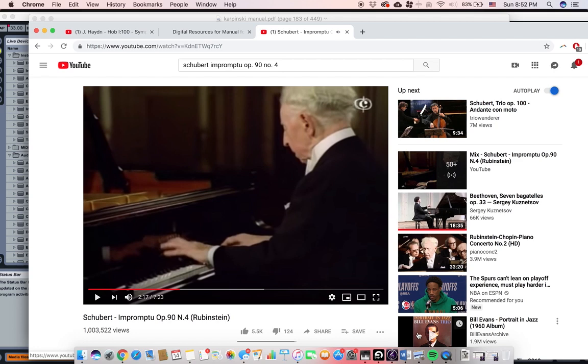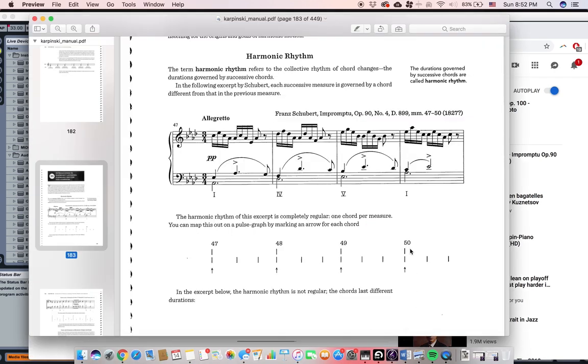Okay, so as you can hear, the harmony was changing on the beat, and then you could probably hear the primary pulse as these quarter notes, and then we've written out a secondary pulse, which is just the measures. They've also marked the harmonic changes here. You don't need to do that. I just want to illustrate and remind you what the pulse graph was.